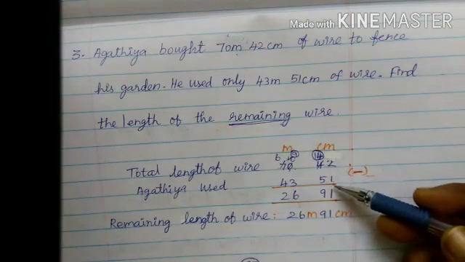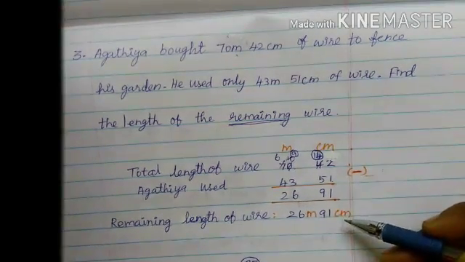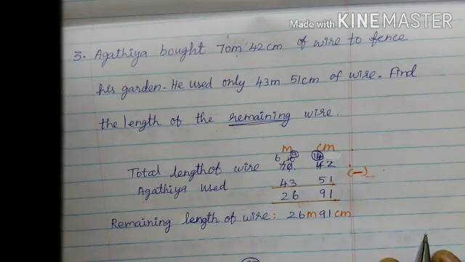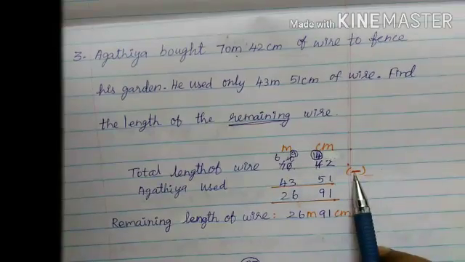So you subtracted and get the answer, 26 meter and 91 centimeter. This is the subtraction sum. Before that, for the first one and second one, to find the total length, you do the addition. Here it asks for remaining. That's why you do subtraction.